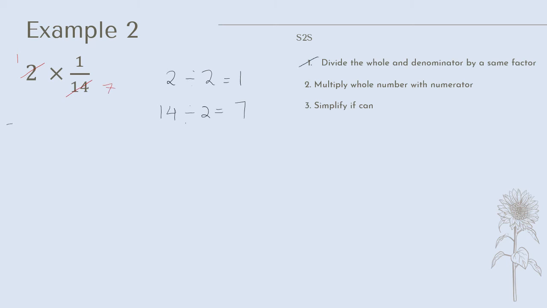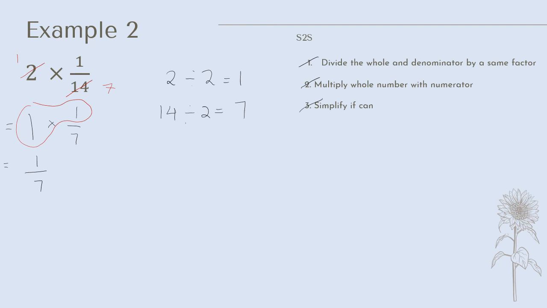Step 2, multiply the whole number with the numerator. First thing first, bring the numbers down, whatever is left after you cancel both the whole and the denominator. So you just bring it down. 1 out of 7. So multiply the whole with the numerator. 1 times 1 gives us 1. The denominator stays the same as 7. So that is step 2. Step 3, simplify if can, which you cannot because 1 out of 7 is already the simplest form of a fraction.